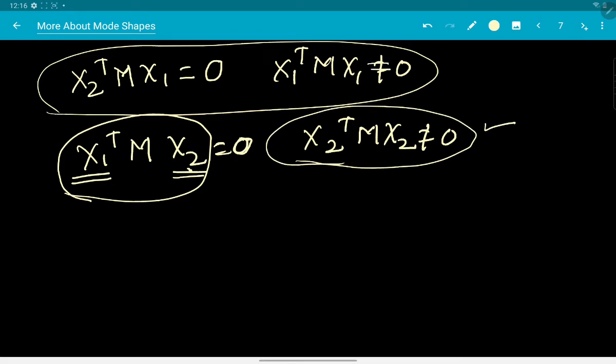When these are identical, you get a certain scalar value. When these are not identical, you get 0. So what is the meaning of this?